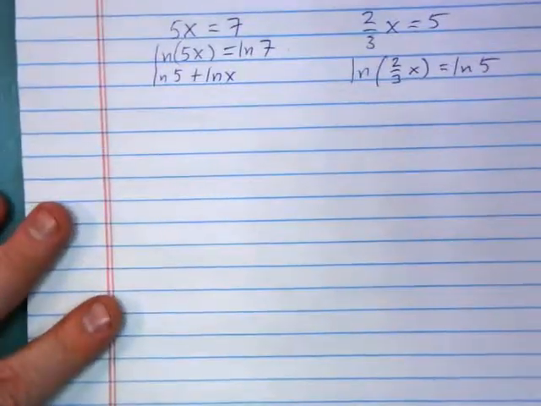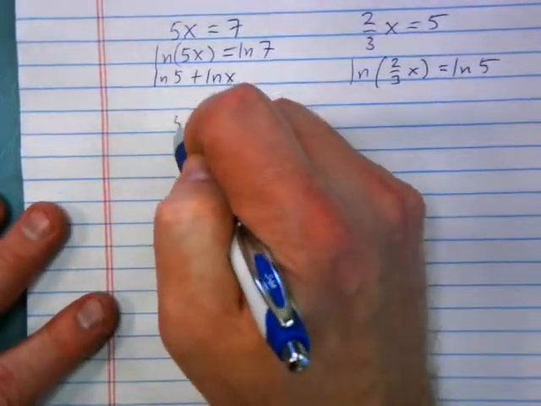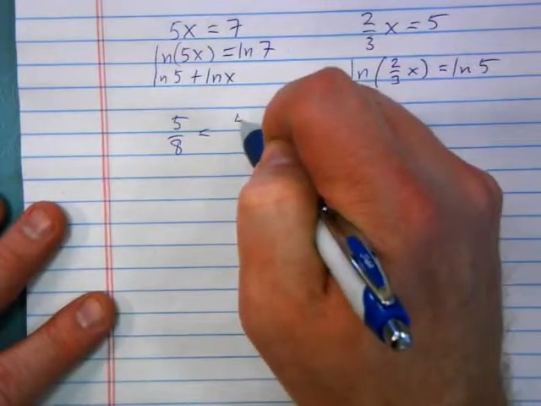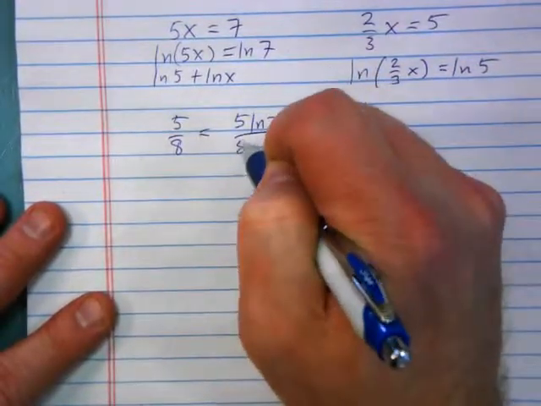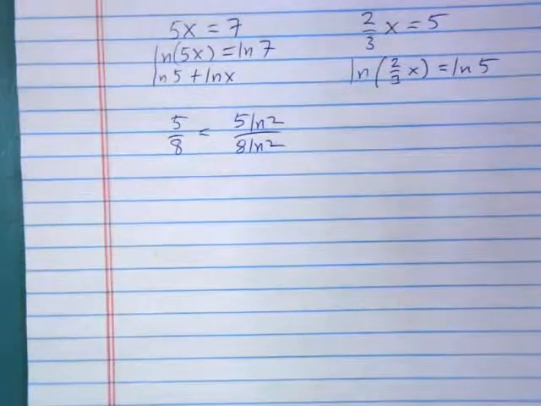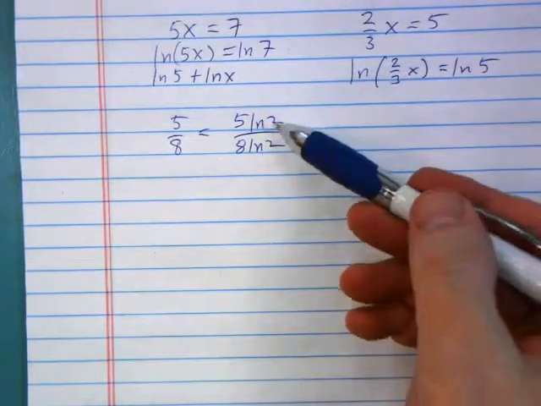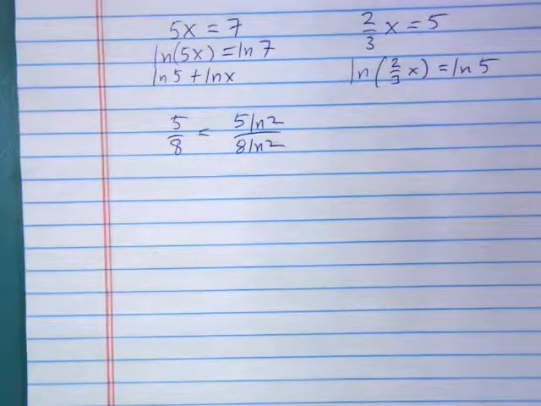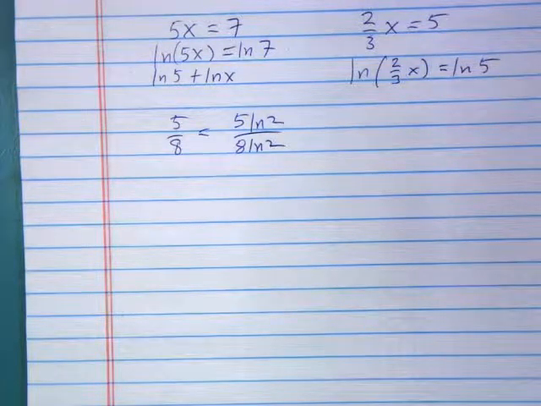Again, I'm not sure why you would want to, but if you had 5/8, you could multiply top and bottom by ln2, because ln2 divided by ln2 is just a fancy way of writing the number 1. I'm not sure why you would want to do that, but you could. Makes it uglier as far as I'm concerned, but you could do it.